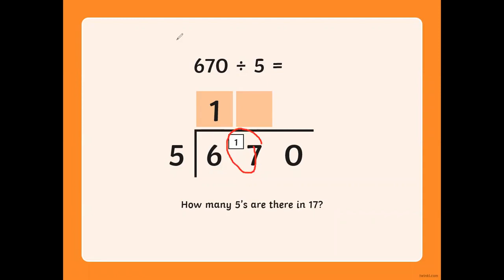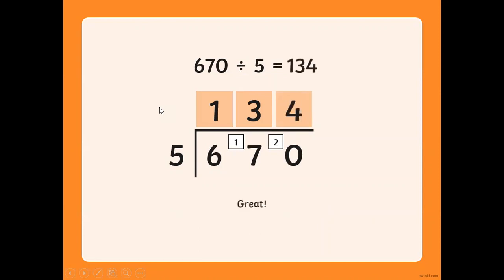How many 5s are there in 17? Obviously your answer is going to be 3. And 3 times 5 is going to be 15. So you have to do a mental calculation of 17 minus 15 in your mind. And then what's the leftover? 17 minus 15 is 2. So you carry up your 2 to the next house. Now you ask yourself, 20 divided by 5, what's the answer? You get your 4, and then there's no more. You complete the question, the answer is 134.